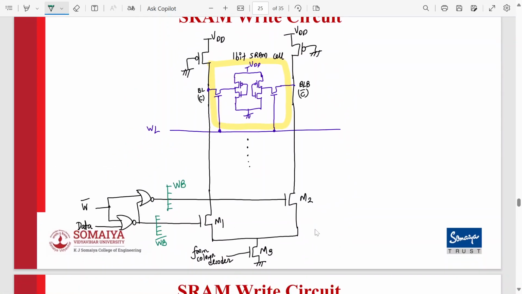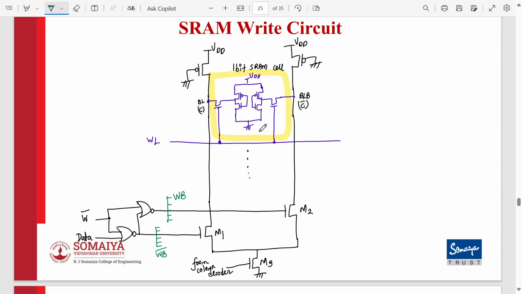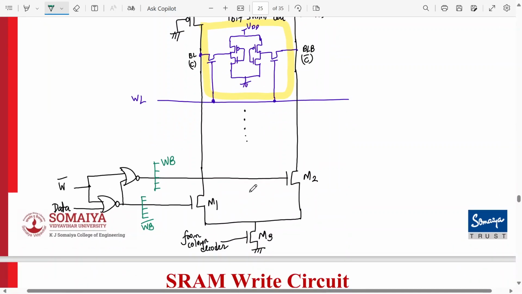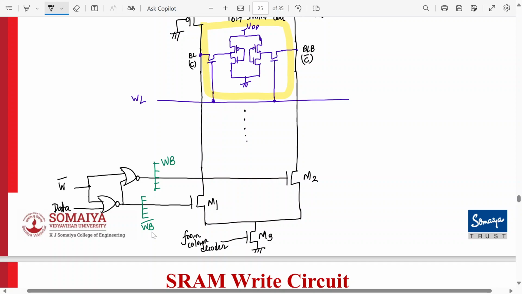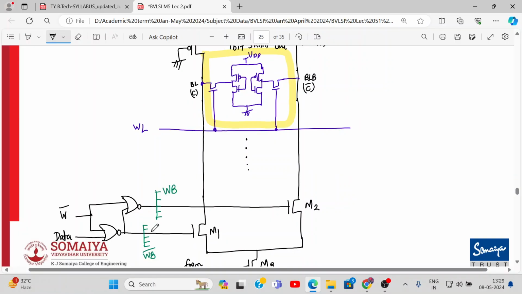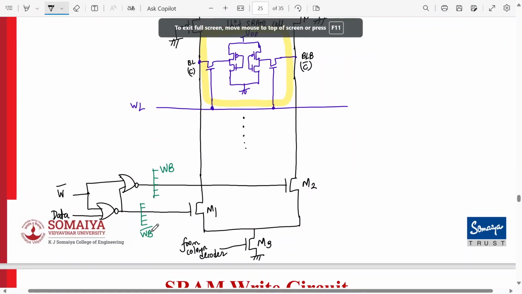This is my SRAM. The above circuit is fine, right? Below only I'm drawing it again. So it is M1, M2 and M3. W bar, data, and WB, WB bar. I'll explain them, no worries. Let me keep a check on time also. Yes, we have half an hour more.